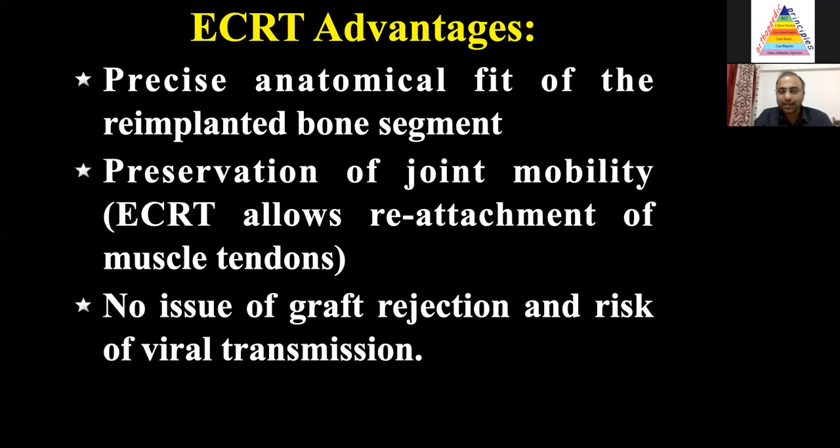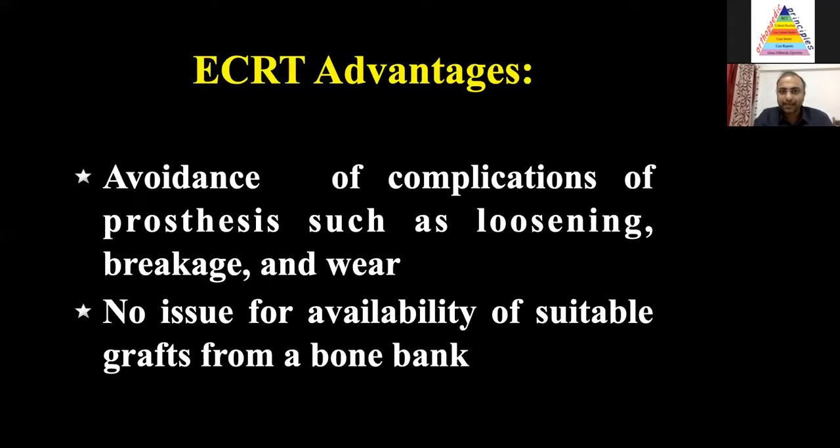Next, you can reattach the tendons. If it was involving the proximal part, you can attach the extensor apparatus. There is no issue of graft rejection and viral transmission as you are using the patient's own bone. Next advantage is avoiding the complications of prosthesis. If we are using a prosthesis, it can be a diaphyseal prosthesis. So chances of wear and tear are there, and again cost is involved in getting these prostheses. And there is no issue of getting the bone from a bone bank.